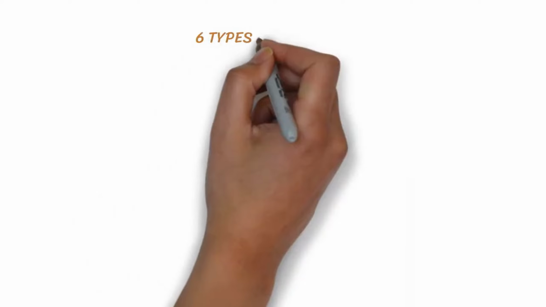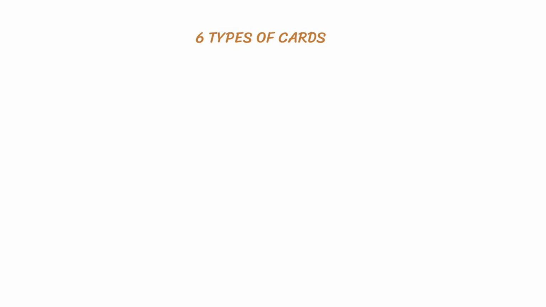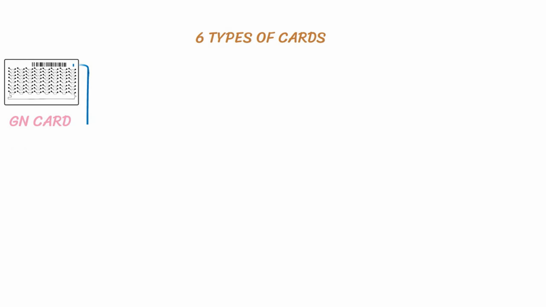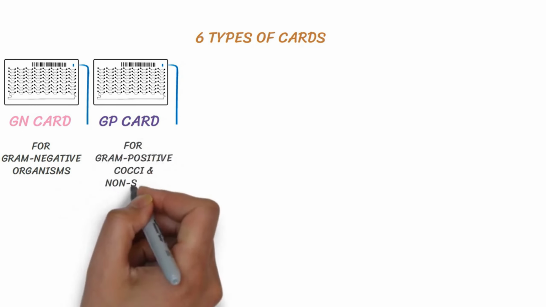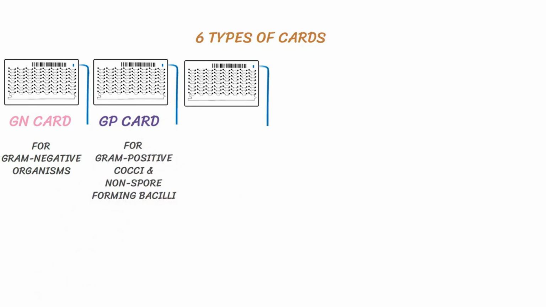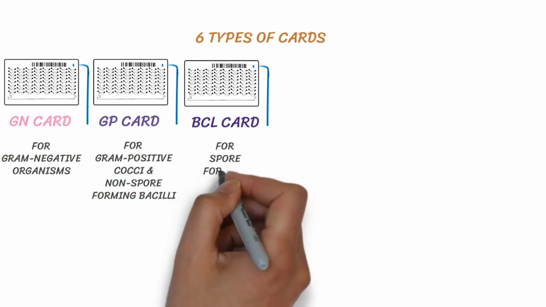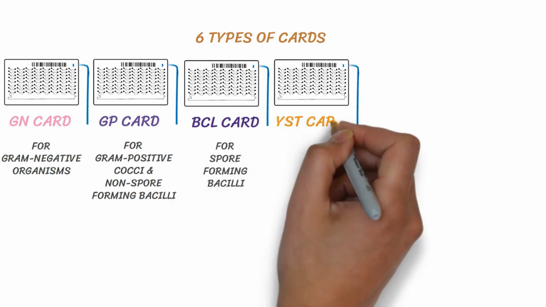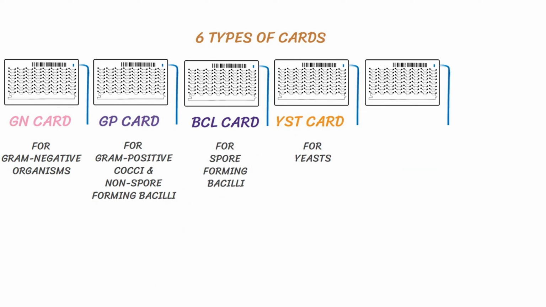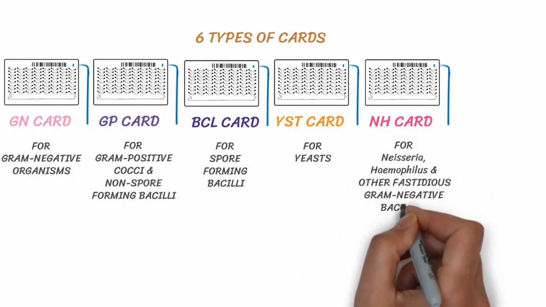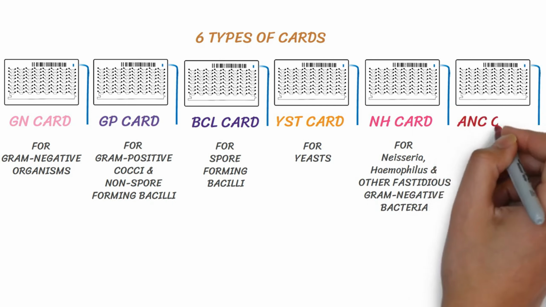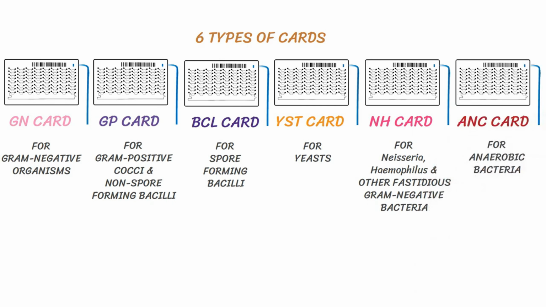There are 6 types of cards available for the identification of different microorganisms. GN card for the identification of gram-negative organisms. GP card for gram-positive cocci and non-spore-forming bacilli. BCL card for spore-forming bacilli. YST card for yeasts. NH card for Neisseria, Haemophilus, and other fastidious gram-negative bacteria. ANC card for anaerobic bacteria.